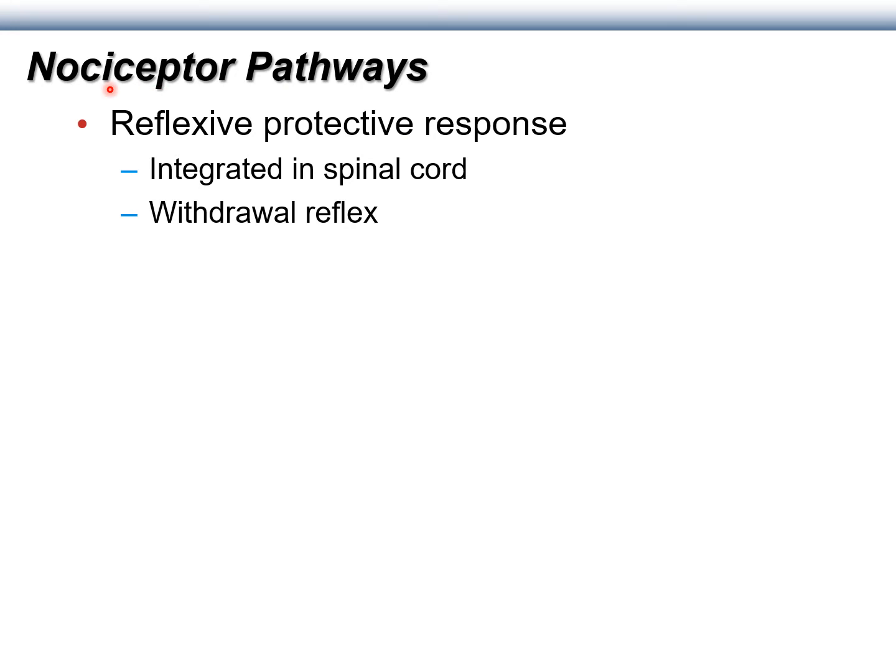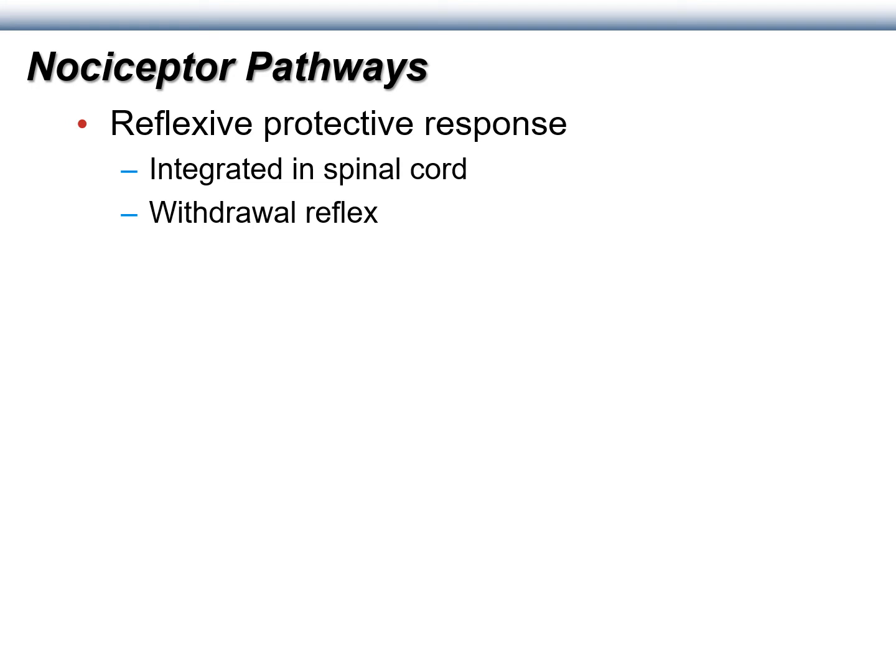With nociceptor pathways and potentially injurious stimuli, we have the need for speed. So if we have a situation where nociceptors are activated, or we have particularly intense signals coming through our receptive fields, we want to have some kind of a protective response that preempts the processing, if you will. And that's one of the reasons why we integrate in the spinal cord: fewer synapses.